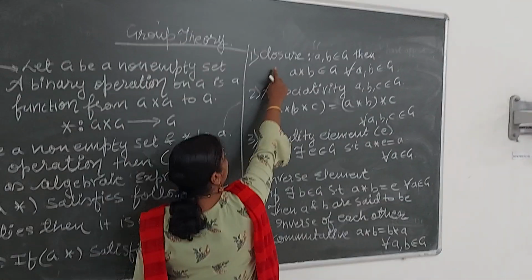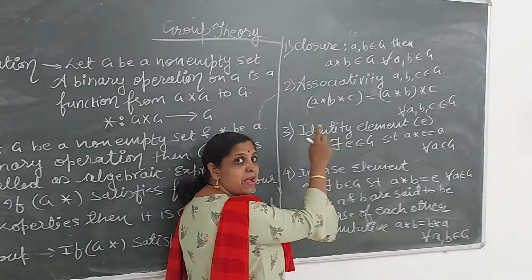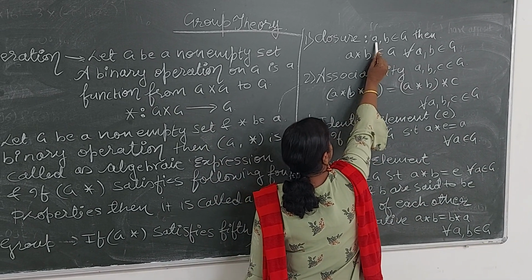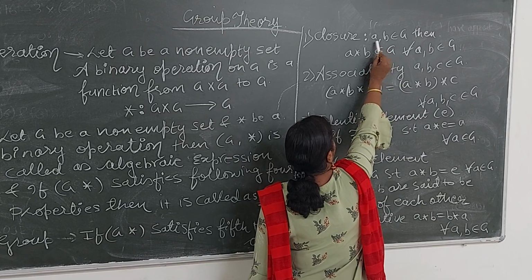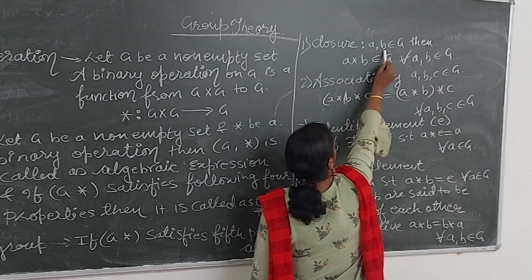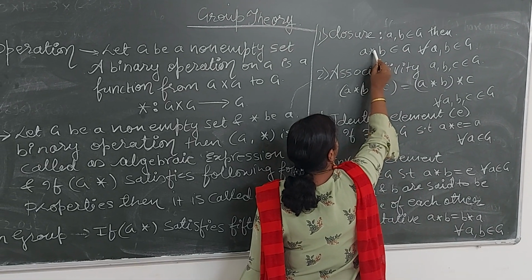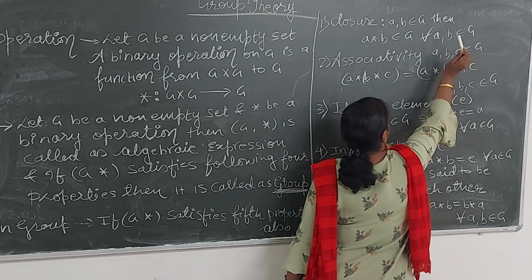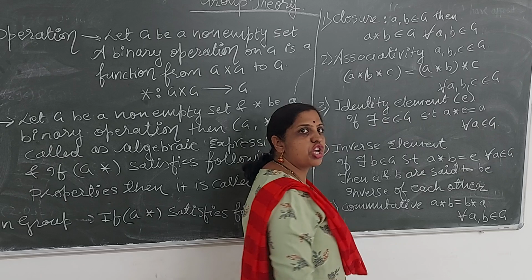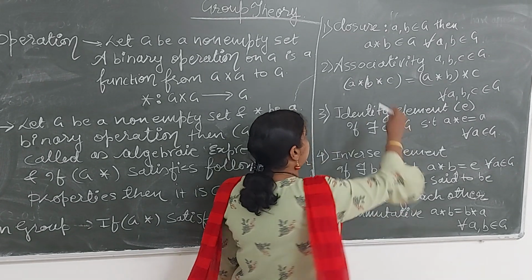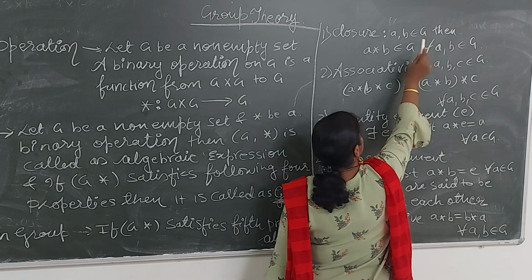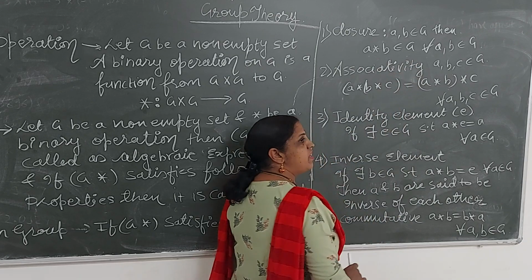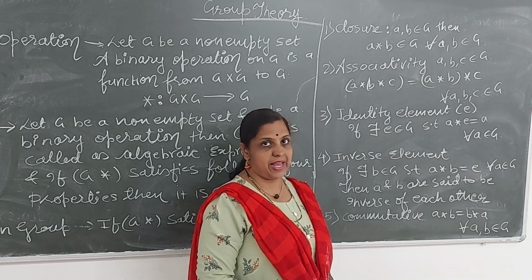First property is the closure property. What we mean by closure property is, if I take two members of the set G, A and B, and if A star B also belongs to G for all A, B belonging to G, then we say that the closure property is satisfied.